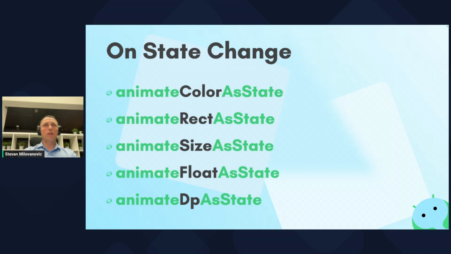The first one, on state change. This API is designed to store and manage the value over time, and it's typically used for one-shot changes by using this animate-as-state API, and you can see what you can animate. You can animate color, rectangle, size, float, as we did for the alpha, or density pixels.